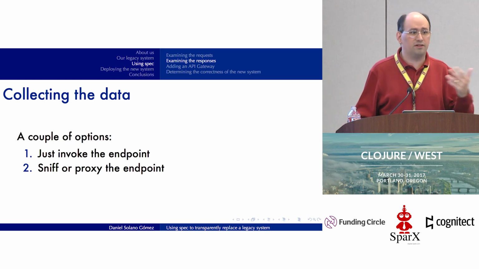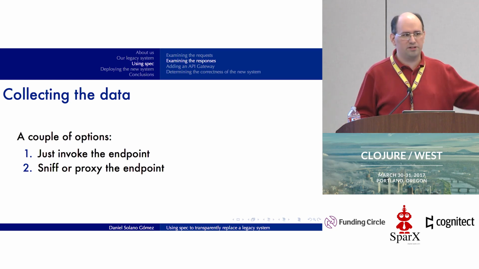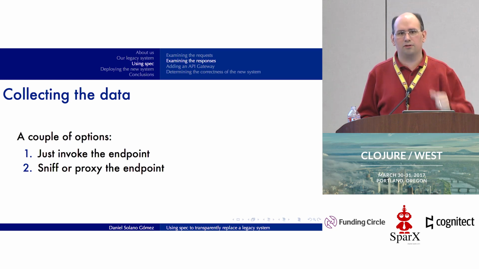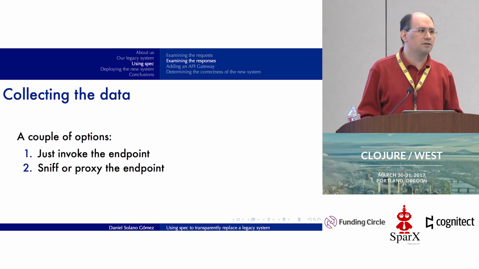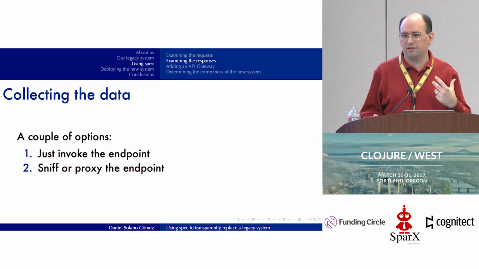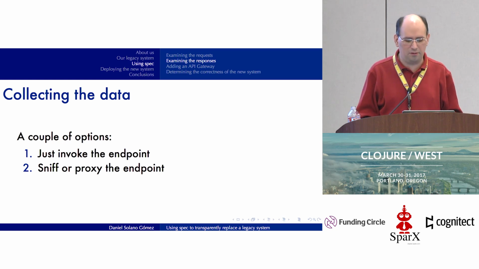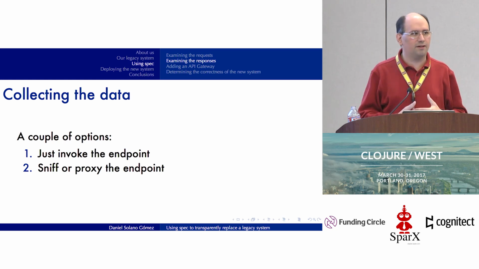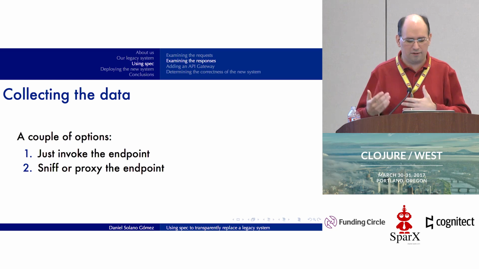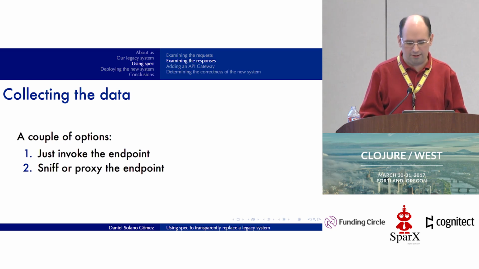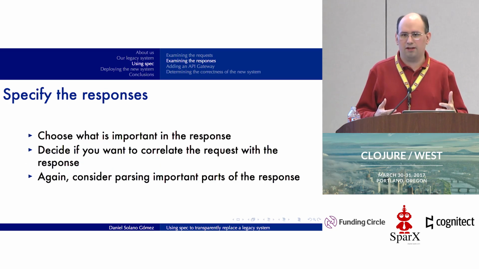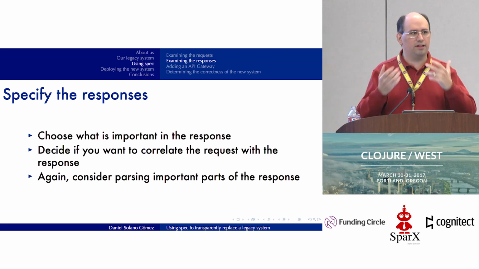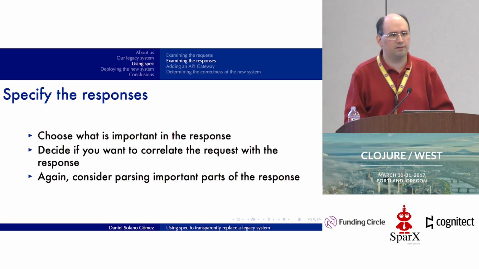The simplest way is to just invoke the old system with a bunch of input data and see what it does. In a case where this is impractical or not possible, you'll have to do something like sniffing the network or proxying the endpoint to get that data. In our case, we could just collect all that data.